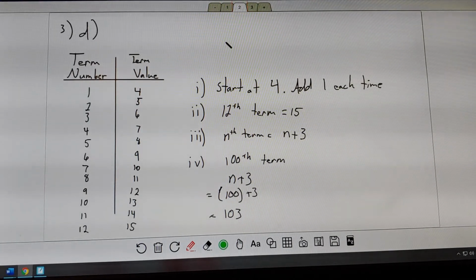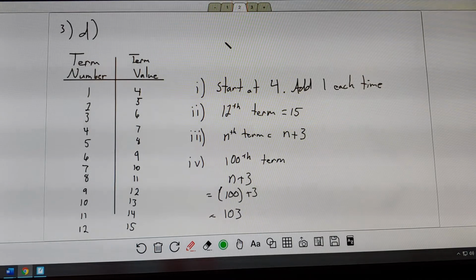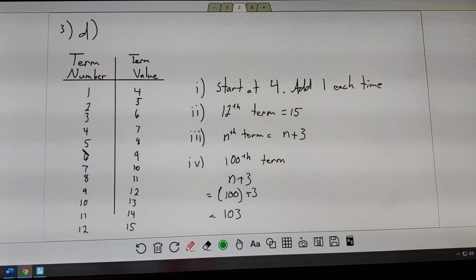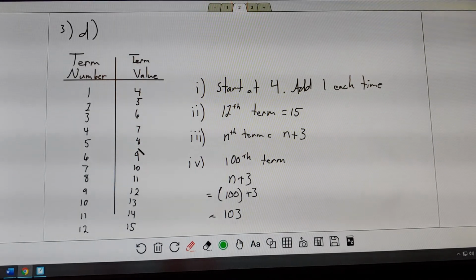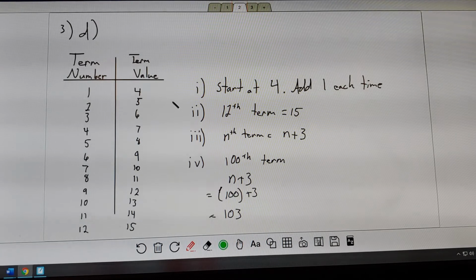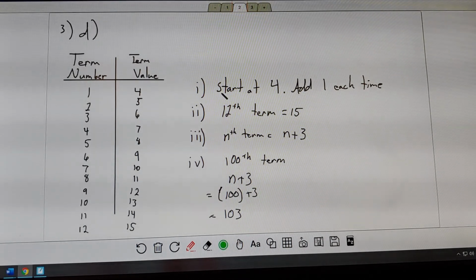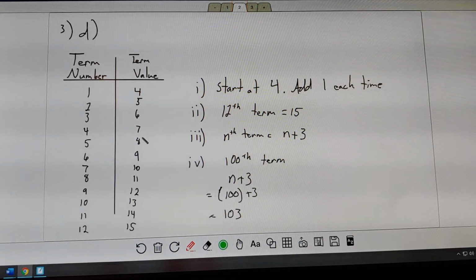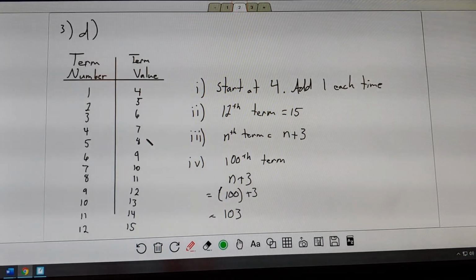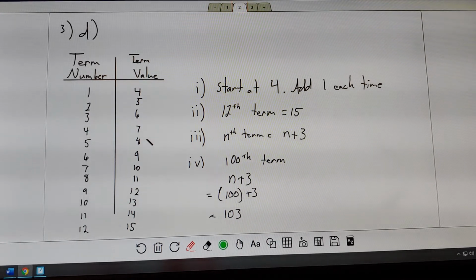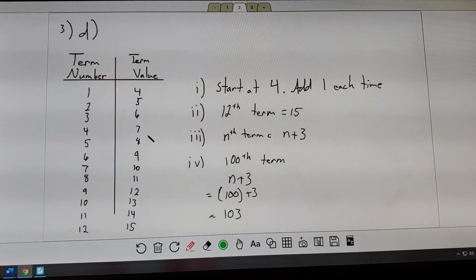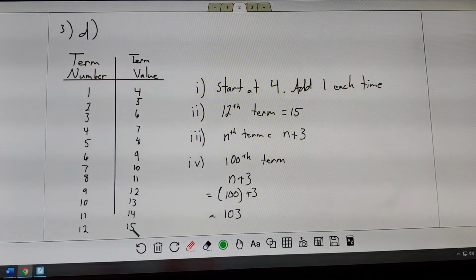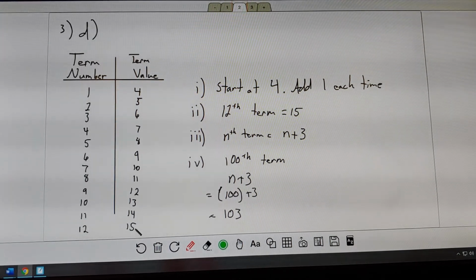For number 3, I decided to show you D as well. They gave us the first 5 term values, and then they asked us to write the pattern rule. So again, start at 4, and then we're adding 1 each time. Not a terribly complex pattern. Then they asked us to extend the chart to find the 12th term. So right up to the 12th number, we just keep counting by ones until we get up to 15. So that's the 12th term.